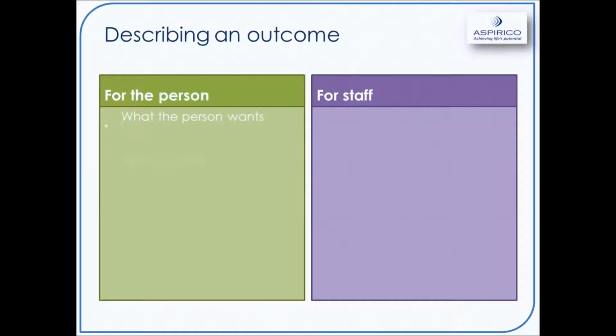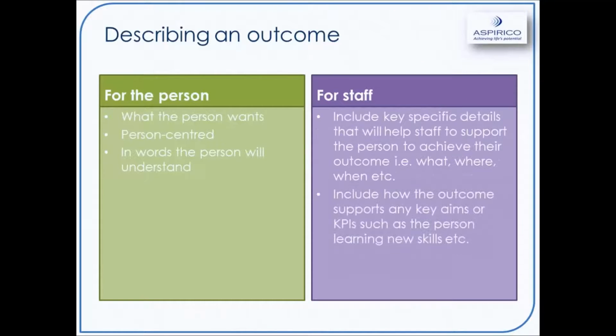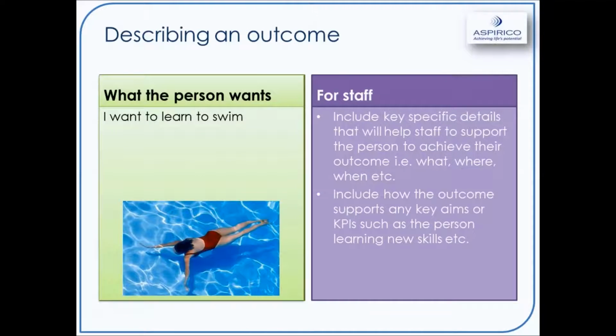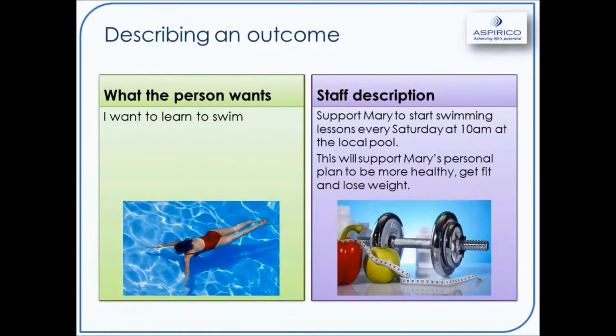So when you're thinking about outcomes, it's important you describe them in the right way, both for the person and for the staff supporting, so that everyone knows what to be aiming at. An outcome should be recorded in a way that best describes it from the person's perspective, in a way that describes what the person wants in their own voice and in words they will understand. The description for staff can contain more details so that the staff supporting are fully aware of the what, the where and the who. And the how will be recorded as actions supporting the outcome.